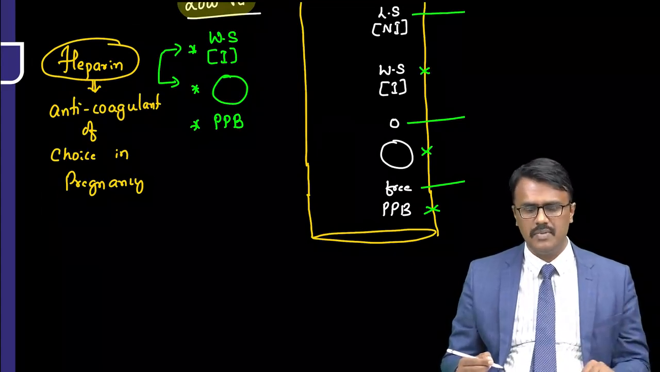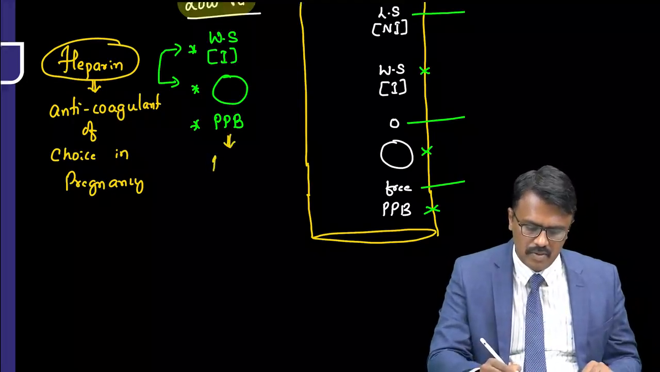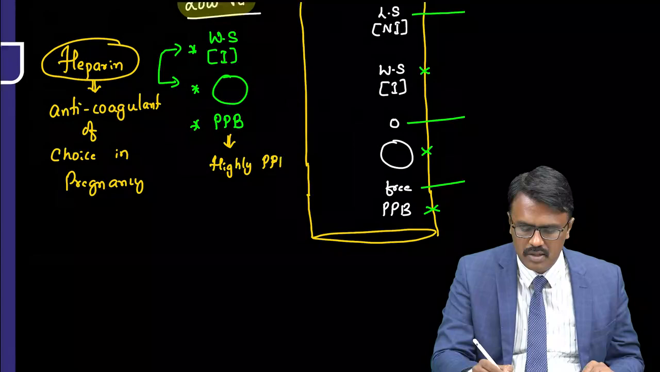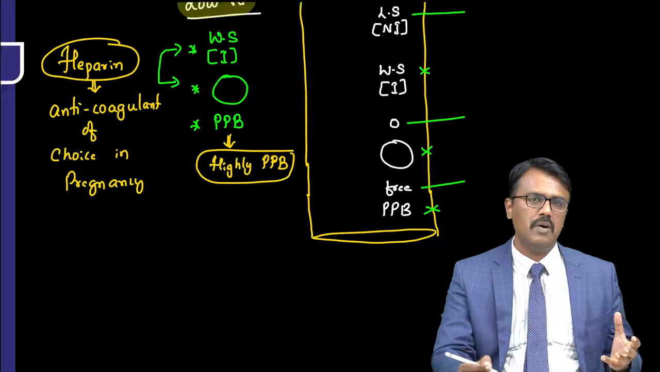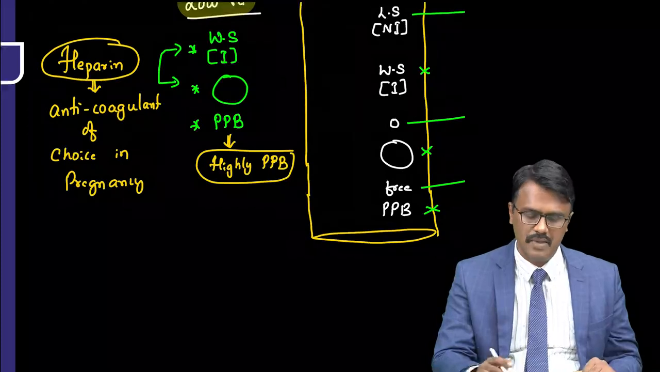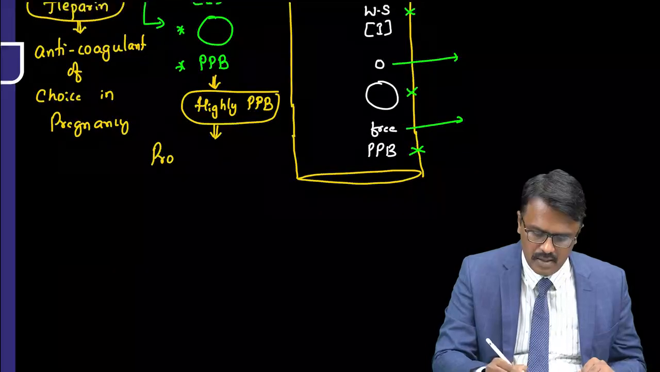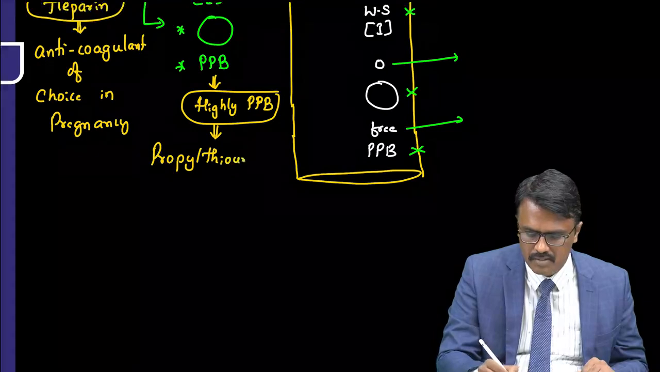So, no problem. Another important thing: if it is a highly plasma protein bound drug, it has low volume of distribution. Will this property help in pregnant women? Yes. If it is highly plasma protein bound, the drugs are less free, so they don't cross the placenta. Another example I will give is the drug propylthiouracil.